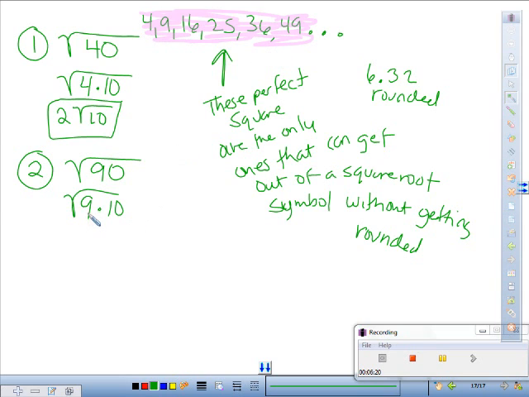So the 9 will come out as what, Drew? What's the square root of 9? Yeah, so the 3 will come out, and the 10 gets left inside. There's your answer. So let's do another one. Do 200.